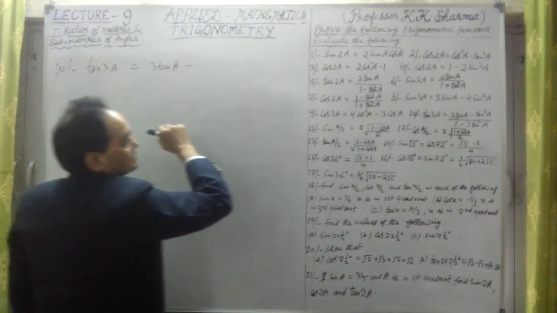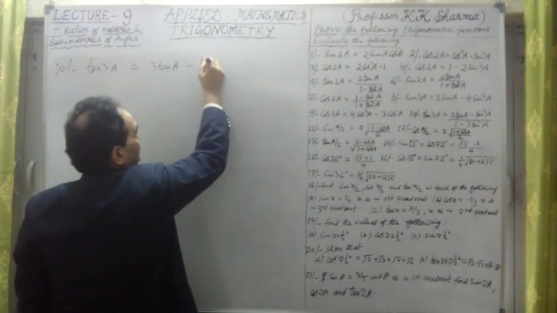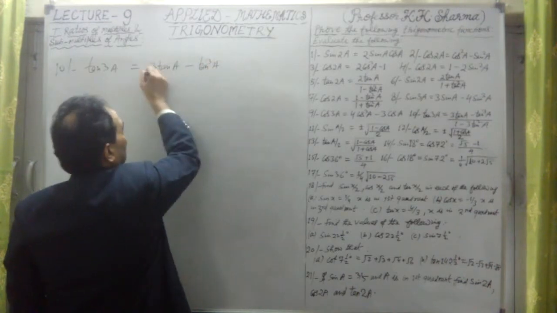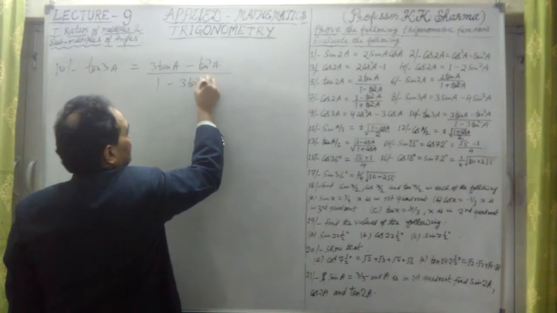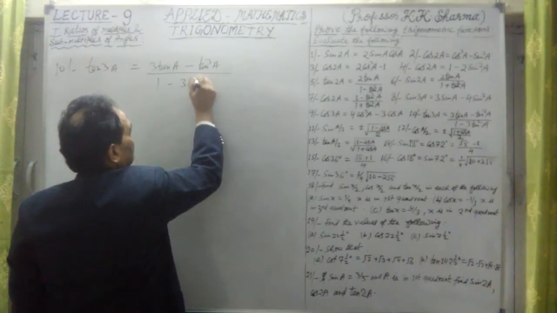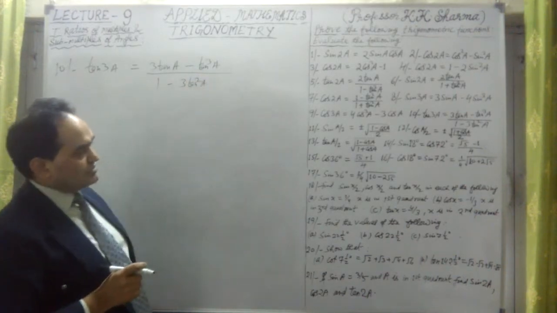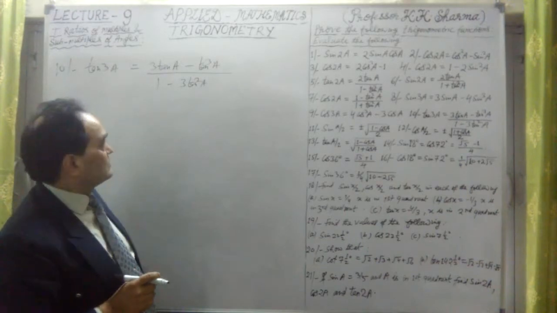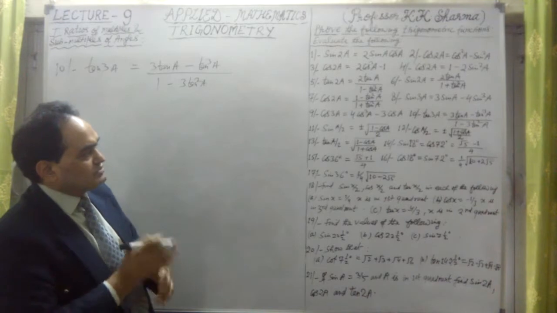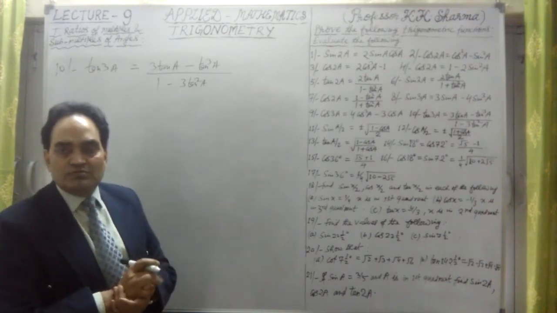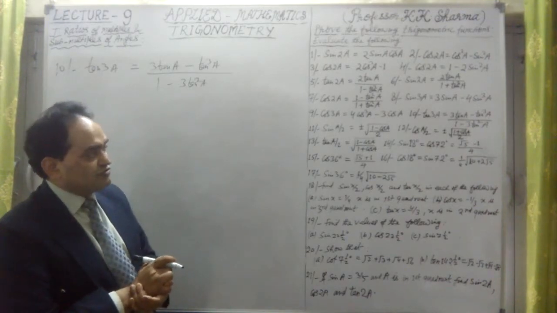So tan 3a equals 3 tan a minus tan cube a, upon 1 minus 3 tan square a. In the denominator we have 1 minus 3 tan square a. This, 3 tan a minus tan cube a over 1 minus 3 tan square a, is what we have to reach. But how do we prove this, tan 3a equal to this?